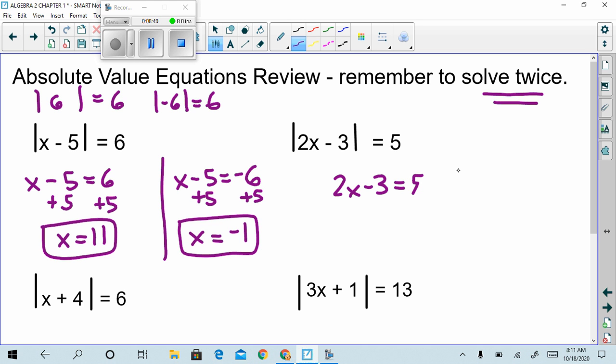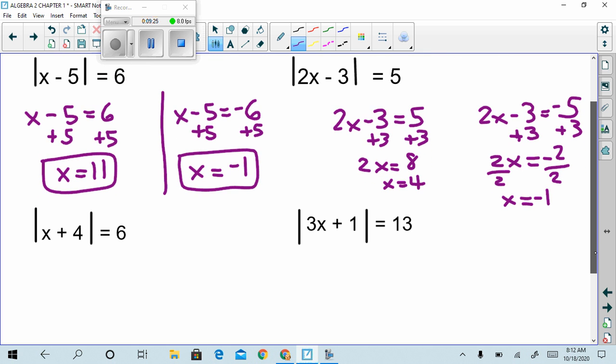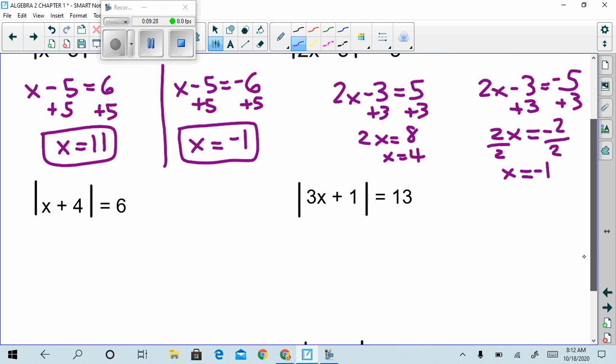And again, I'm going to do the same thing now with a negative 5. 2x minus 3 equals negative 5. I will add 3 to both sides. I'll get 2x is equal to 8. So x is equal to 4 is one solution. I'll add 3 to both sides. I'll get 2x is equal to negative 2. The last step says to divide. X is also equal to negative 1. If we substitute them in, we're going to see that we get the right answer.